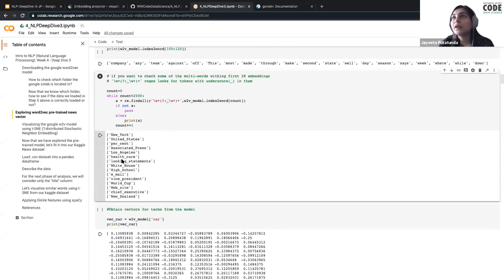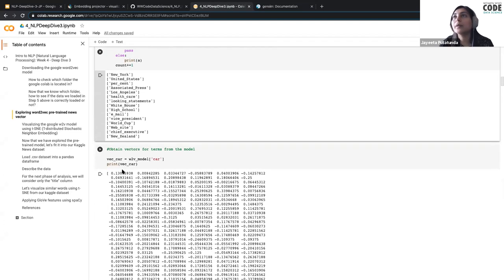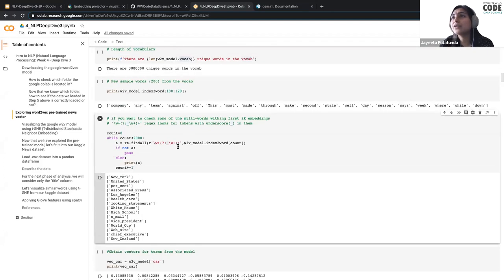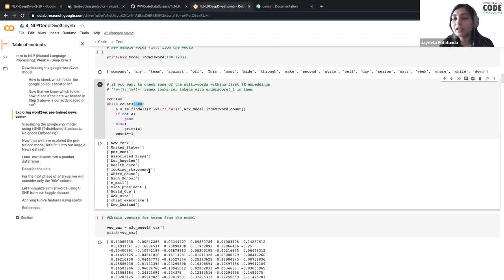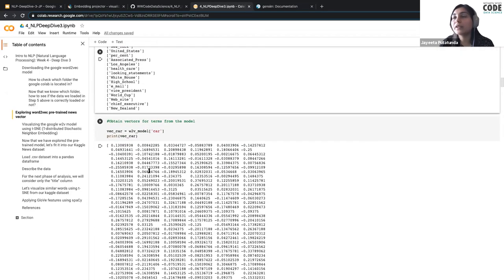Yeah, so you can play around and see what other kinds of multi-word terms are available in the model as well. You can just change the count here. I'm just calling the first 2000 tokens, and within that, you can play around and change the count and look at it in a deeper section later.